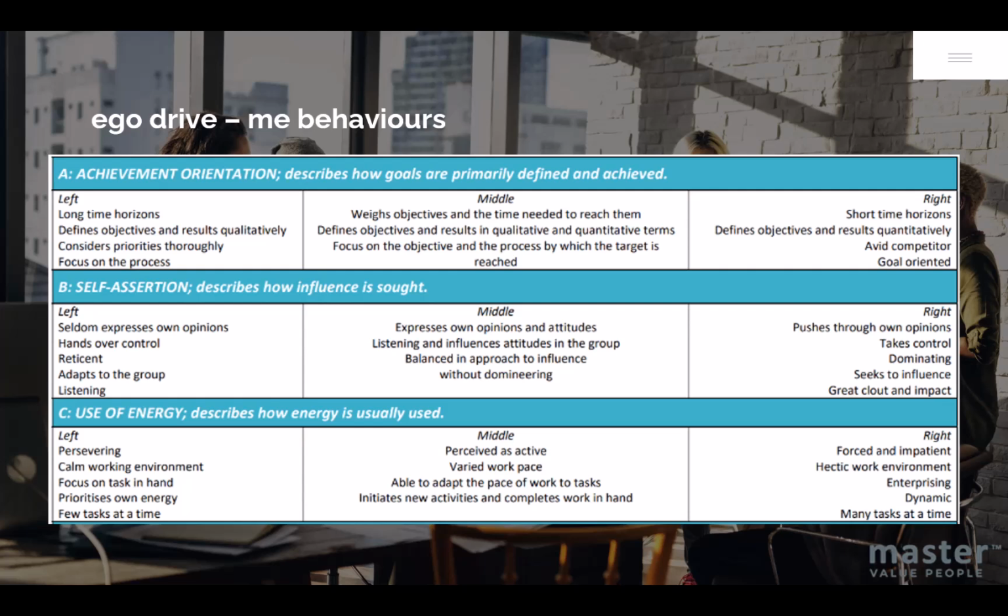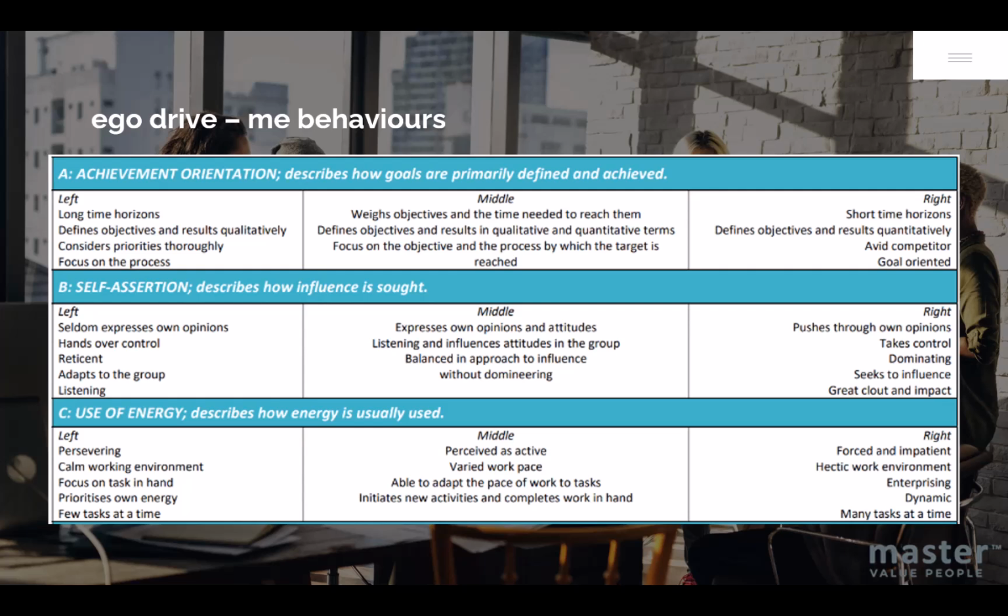If a person exhibits behavior on the left-hand side, they thrive with long time horizons. They define objectives and results qualitatively and consider priorities thoroughly. We also say that they are process-oriented, meaning that the order in which tasks are performed is more important than when they are actually completed.